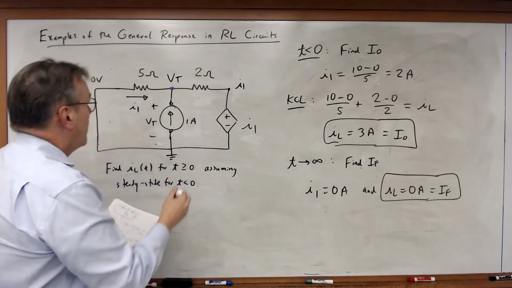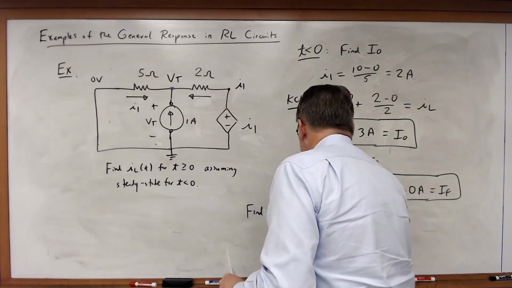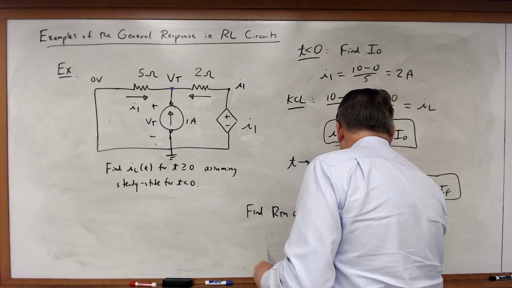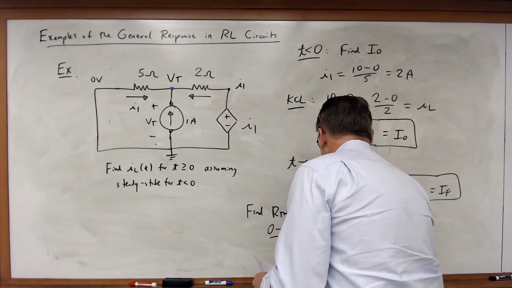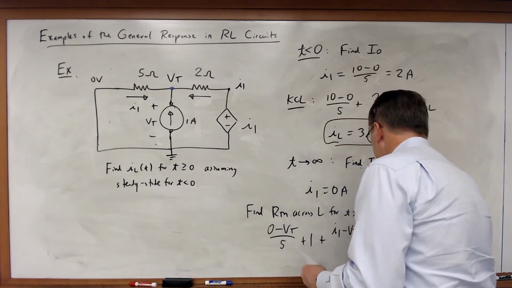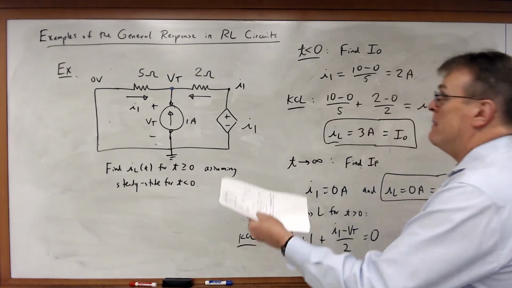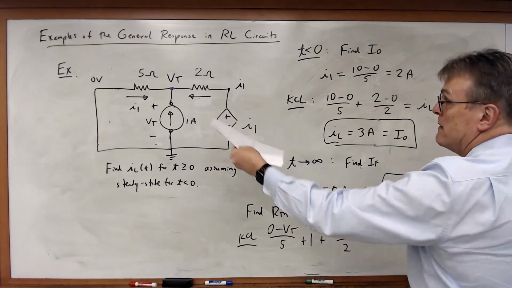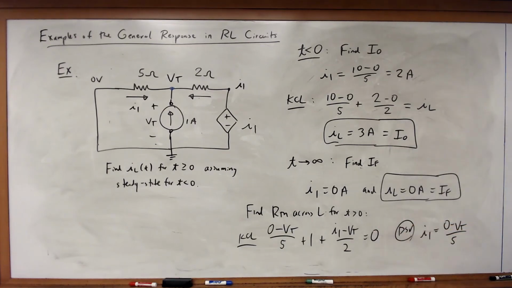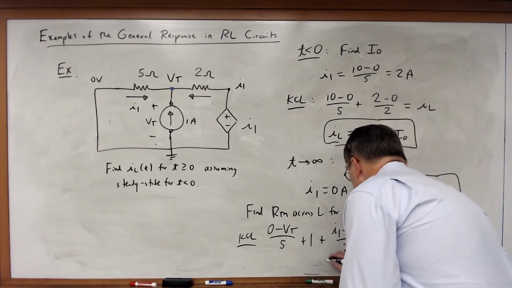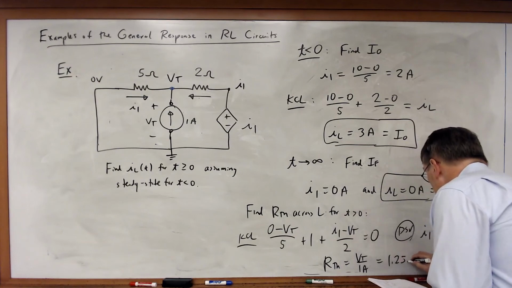This is I1, and in this case I can once again write my KCL equation. So we find the Thevenin resistance across L for t greater than 0, and in this case 0 minus VT over 5 plus 1 plus I1 minus VT over 2 is equal to 0. That's my KCL equation. My dependent source variable equation is 0 minus VT over 5 is equal to I1. I can now solve, and what I will get is that RTH, which is equal to VT divided by 1 amp, will be equal to 1.25 ohms.